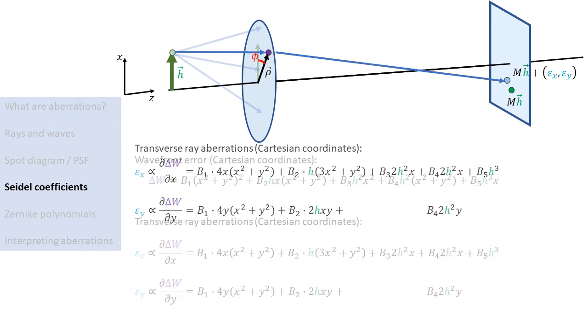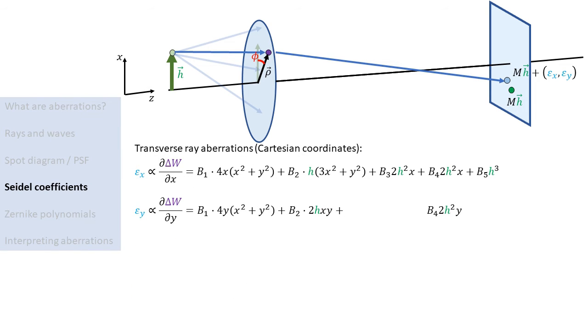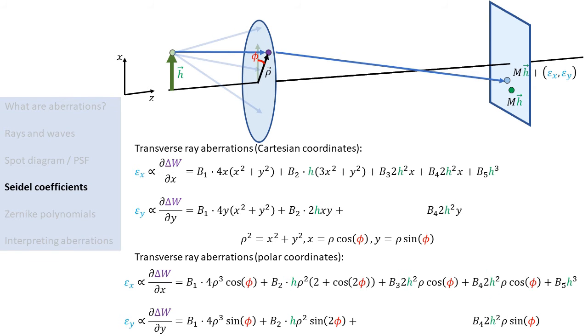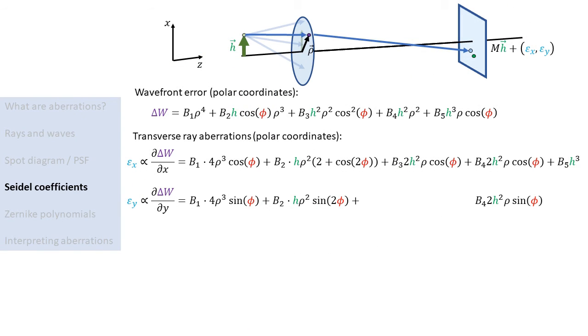To interpret these resulting expressions, we can convert them back to polar pupil coordinates. We do this by defining the relations between the Cartesian and the polar coordinates, and then substituting them into the expressions we found for the transverse ray aberrations. Now we can create plots for each term to get a feeling for what they represent.